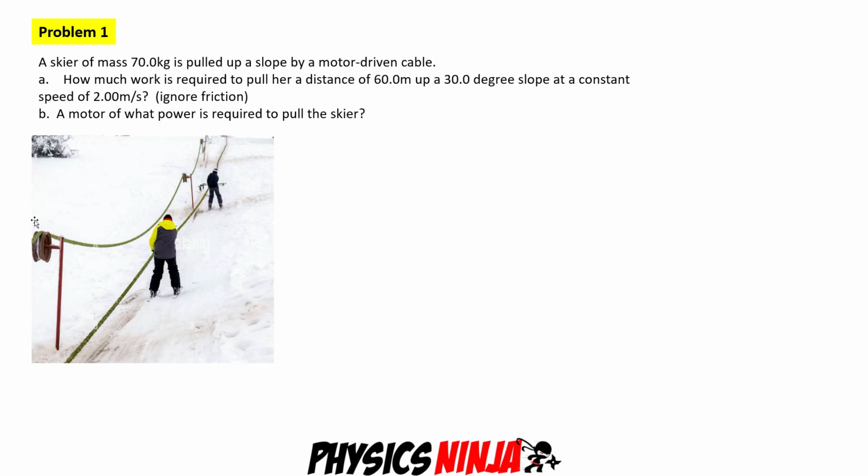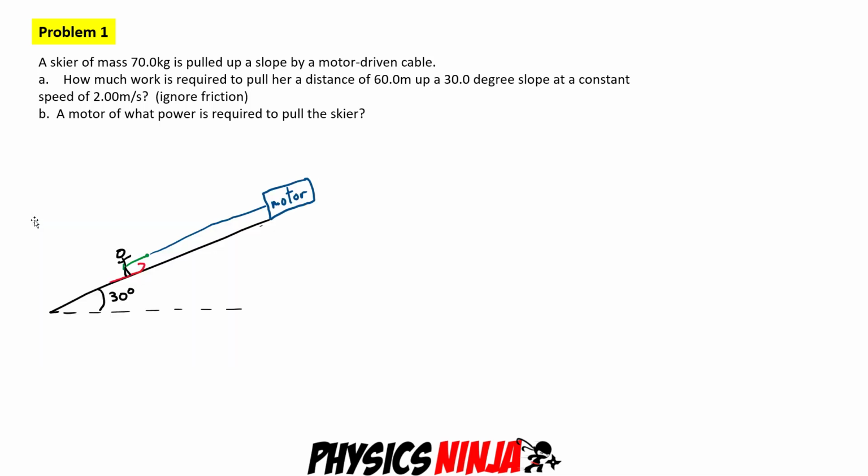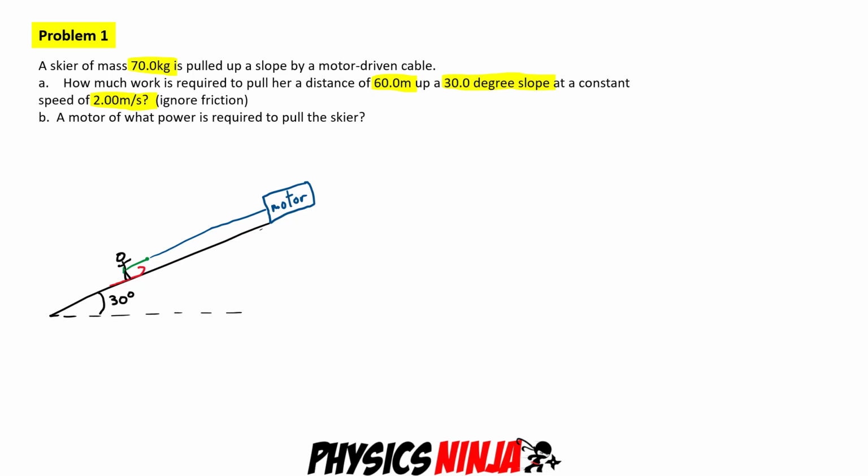If you've ever gone skiing, this is what it looks like, just this tow rope pulling the skiers up the slope. What I would do first is just a simple cartoon of what's going on and define some terms that we have to work with. So I'm going to highlight, well, we know that they are going up a distance of 60 meters and it's a 30-degree slope. I also know that the speed is constant and that the skier has a mass of 70 kilograms. All right, if you're not sure how to start a problem like this, again, how much work is being done to pull her up?